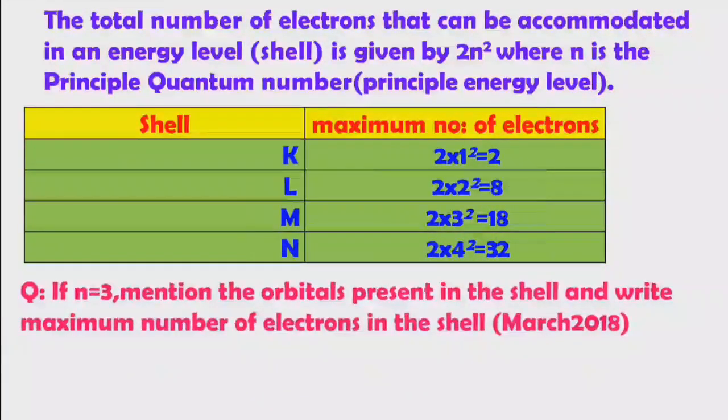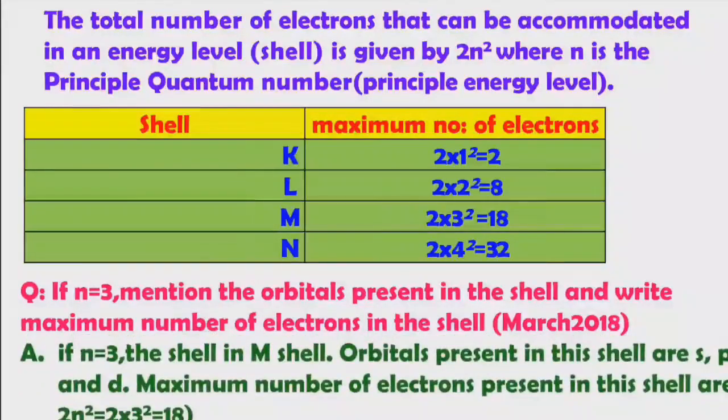If n is equal to 3, mention the orbitals present in the shell and write the maximum number of electrons in the shell. This question was given in the public examination March 2018. n equal to 3 represents M shell. In M shell which orbitals are present? s orbital, p orbital, d orbital. Maximum number of electrons, already we see, 2 into 3 square is equal to 18. Total maximum number of electrons is 18. In s orbital 2 electrons, in p orbital 6 electrons, in d orbital 10 electrons. 2 plus 6 plus 10, total 18 electrons.